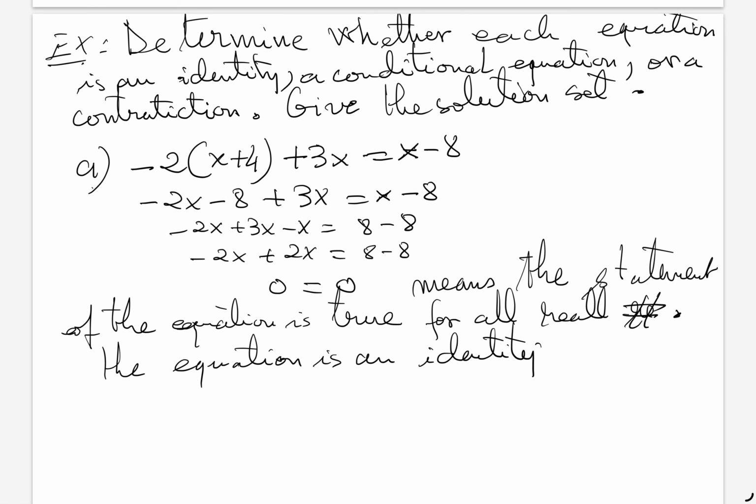Very good. That's the meaning, and that means the equation is an identity here. That's the question they ask us. Is it this one or this one? But the first one is an identity. Why? Because the right side and the left side are the same. So now we have to give a set.